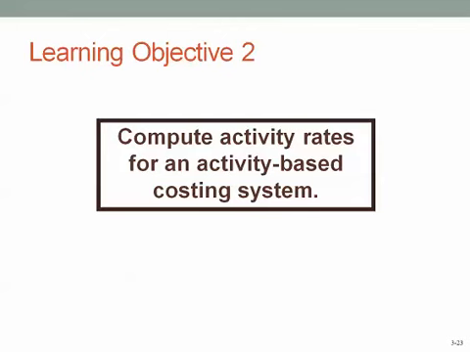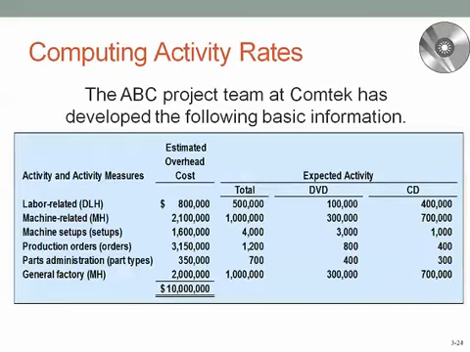Learning objective number 2 is to compute activity rates for an activity-based costing system. That is, we're going to calculate multiple predetermined overhead rates. We're going to take a look at Comtech Corporation that makes DVD players and CD players.